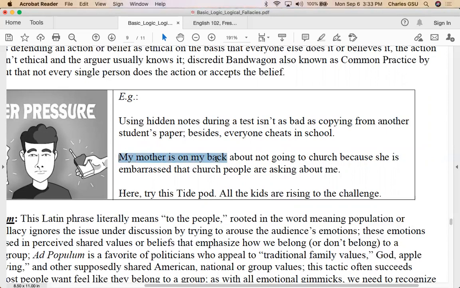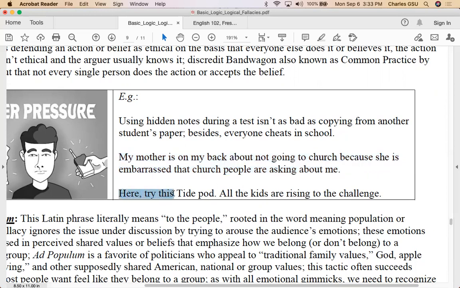Or my mother is on my back about not going to church because she is embarrassed that church people are asking about me. So she's getting pressure from congregation members that her child isn't going to church, therefore she's pressuring the child. That's often how society works, is through social pressure, peer pressure, right? But it doesn't mean it's necessarily right for that child to go, because at a certain age, 18, I believe, you become your own person, an adult, and you can go or not go.